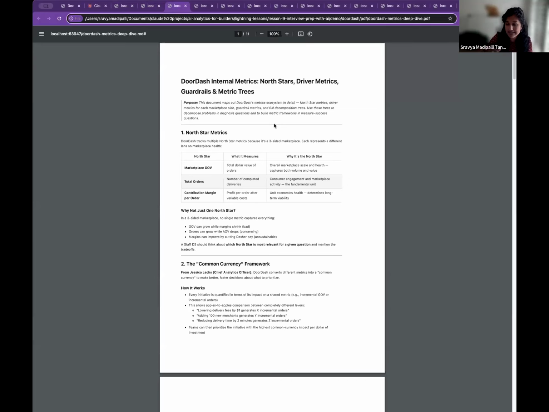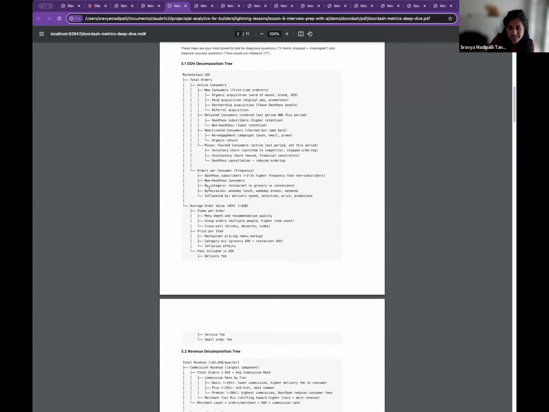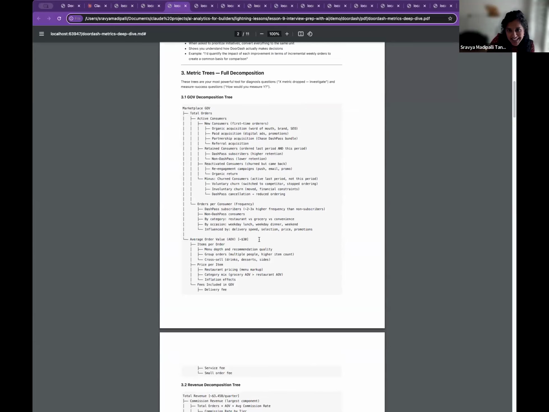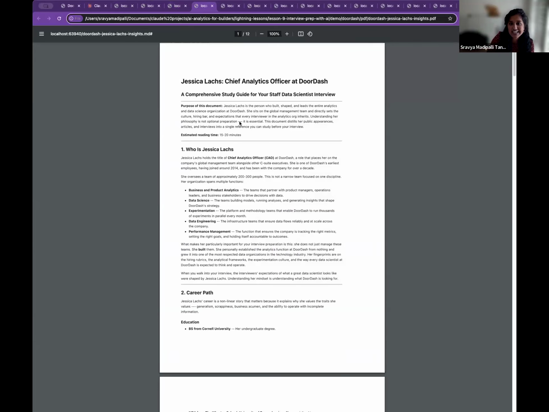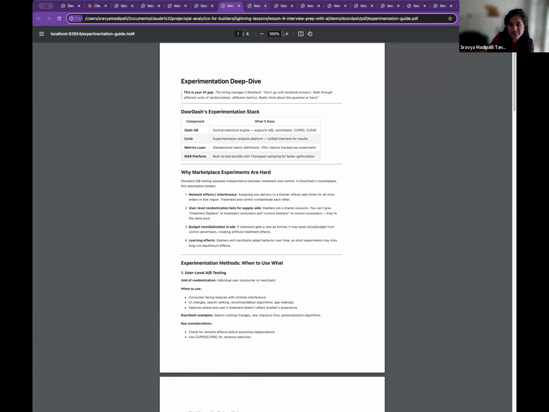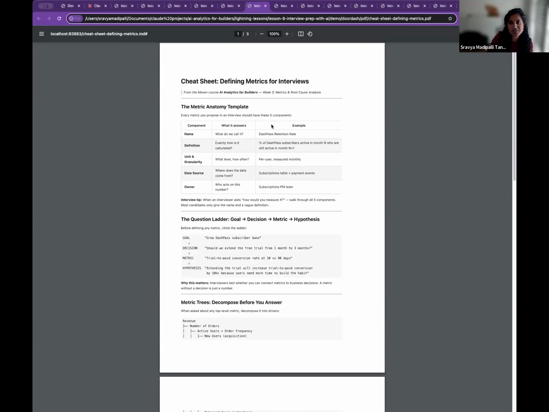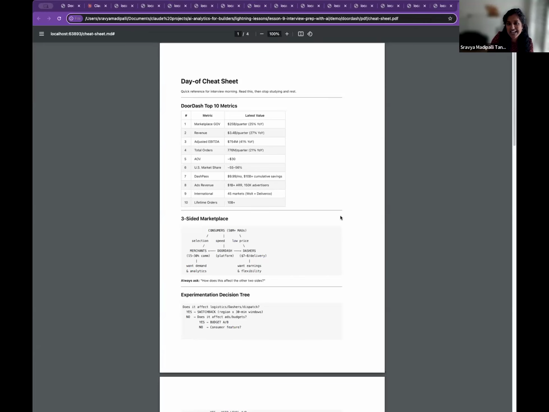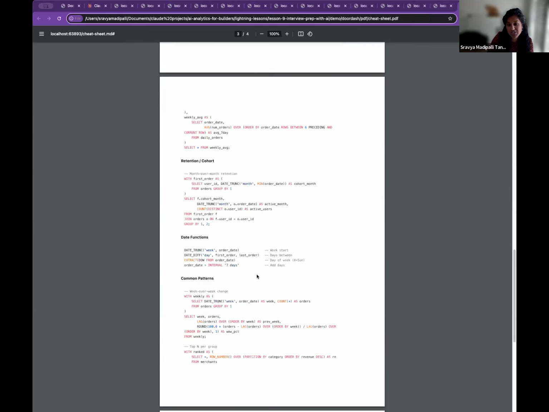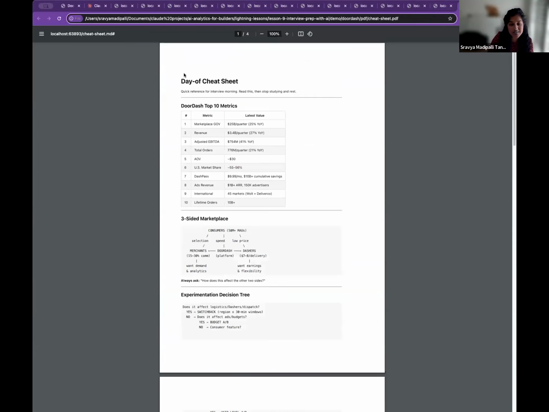I took staff data scientist as my trigger to generate these things, but you could generate them with any title that you would want, specifically in the analytics area. DoorDash internal metrics: what are the North Star metrics? What are their drivers? Look at these really cool metric trees it generated, and a bunch of these files. We'll go into the depth of it at the end, but I wanted to share all these things, like, on the day of the interview, what's a cheat sheet? All of these were generated by Claude Code to help you with prep.